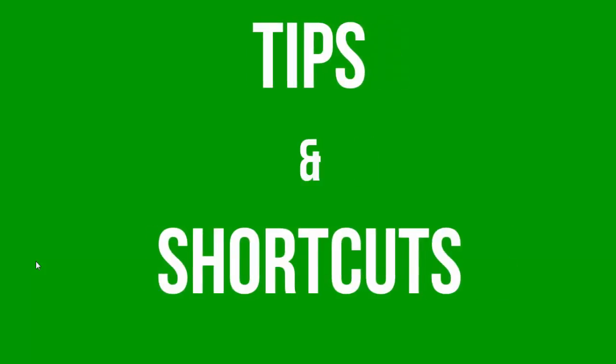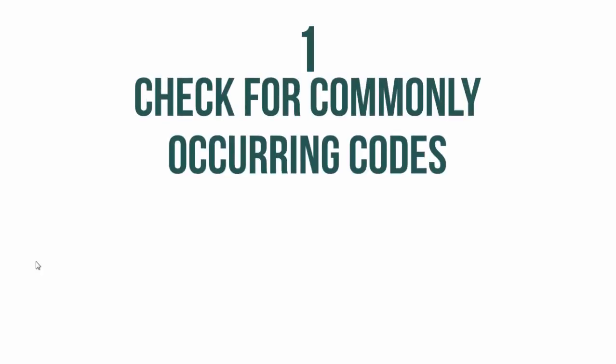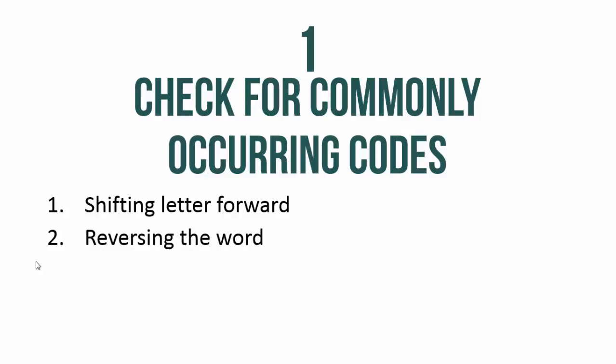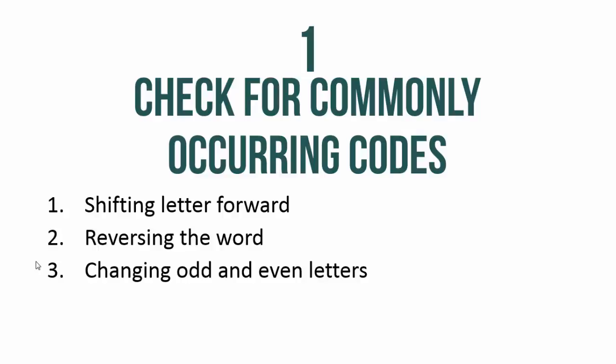Let's look at some tips and shortcuts for solving a coding question. First, you should check for these commonly occurring codes. That is, shifting of a letter forward, reversing of a word, changing the odd and even letters, and a mixture of all of the above. These are the most commonly occurring coded question types in the IBPS. And so if you're not sure of what the logic is or if it is not easily evident to you, just check for these commonly occurring things. It is very likely that the coded question is following one of these logics.